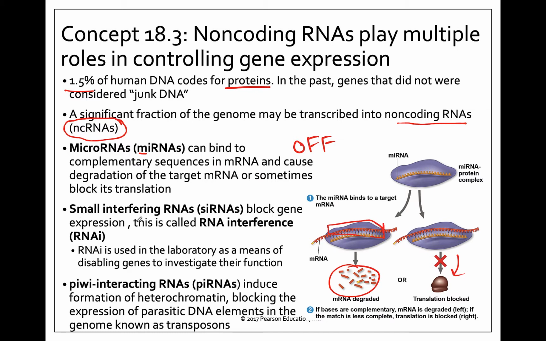Similar to that, we have small interfering RNAs, or siRNAs. These are similar in size and function, but they're slightly different in the way that they're developed. And these are going to block gene expression through RNA interference. We actually use these in laboratories as means of disabling genes to study their function in knockout studies. Another one is the Piwi-interacting RNAs, or piRNAs. These are going to work at the chromatin level by forming heterochromatin. So this is going to turn off gene expression for these genes by preventing those genes from being transcribed in the first place.